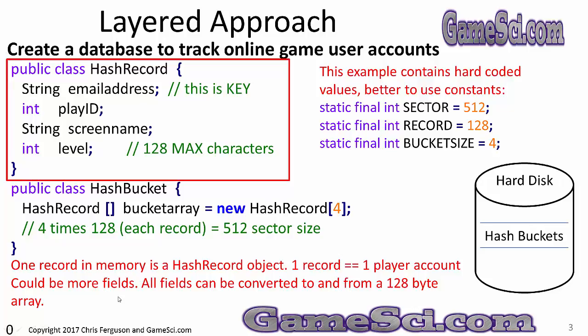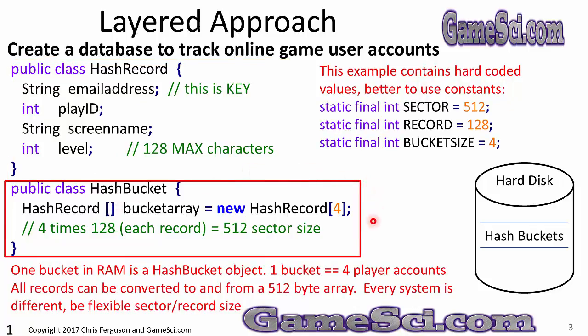One record in memory is one hash record object. One record equals one player account. Now there definitely could be more fields in this record. All fields, however, can be converted to and from a 128 byte array. The only thing I have to be concerned with is all of this data adds up to, at most, 128 bytes.